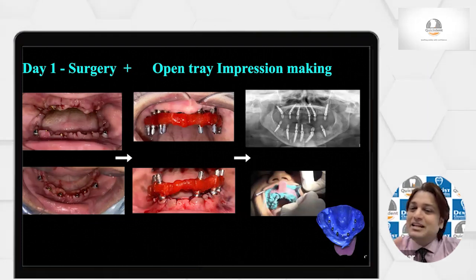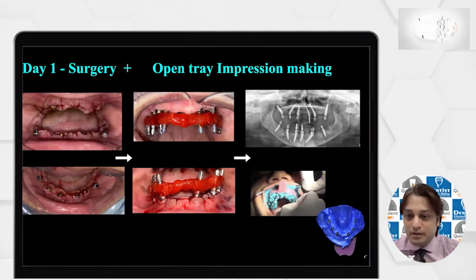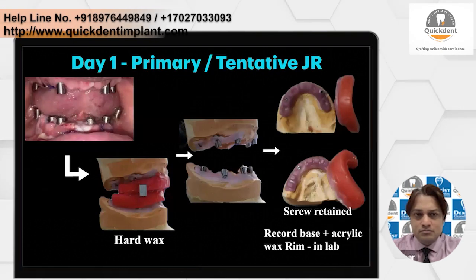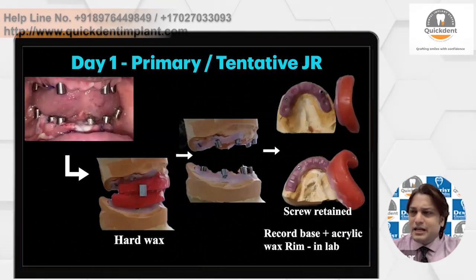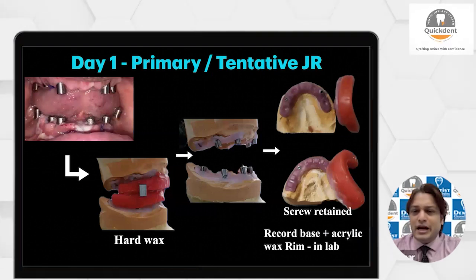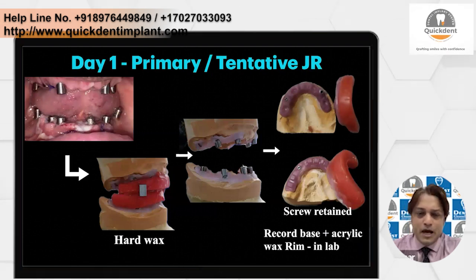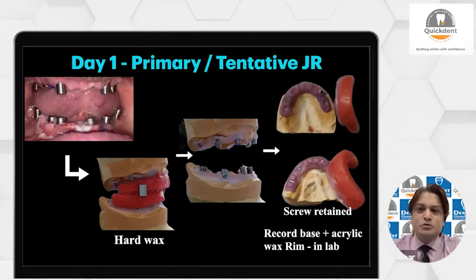After this, we take the impression, which is a hassle and very troublesome for the patient. Everything is filled up with impression material. That's how we used to do it before, and this goes to the lab. On day 1 we also take something called a primary bite. This could be on any vertical stop, for example on the healing abutments, and this is sent to the lab. That is nothing but a temporary or tentative jaw relation.